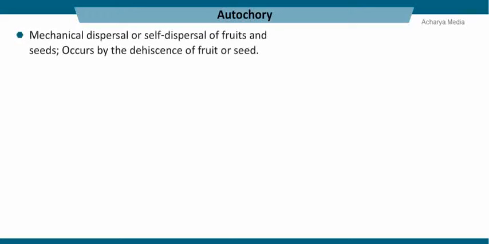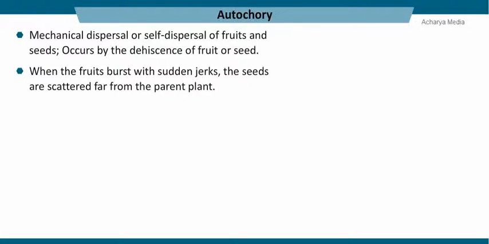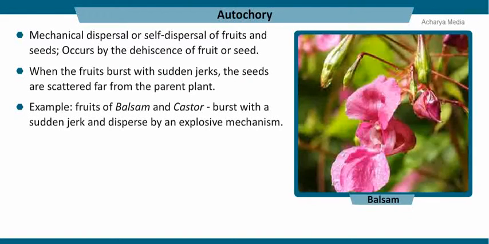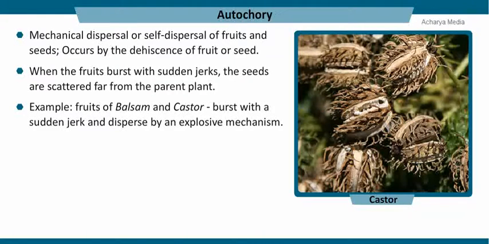Autochory is the mechanical dispersal or self-dispersal of fruits and seeds. It occurs by the dehiscence of the fruit or seed. When the fruits burst with sudden jerks, the seeds are scattered far from the parent plant. For example, fruits of balsam and castor burst with a sudden jerk and disperse the seeds by an explosive mechanism.